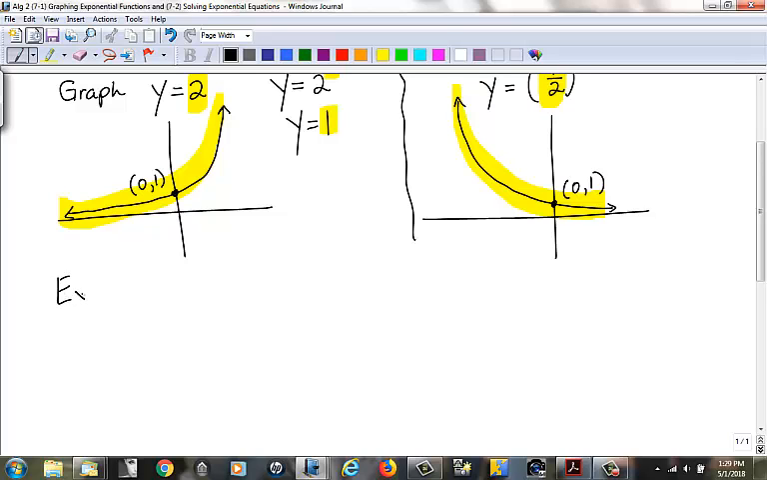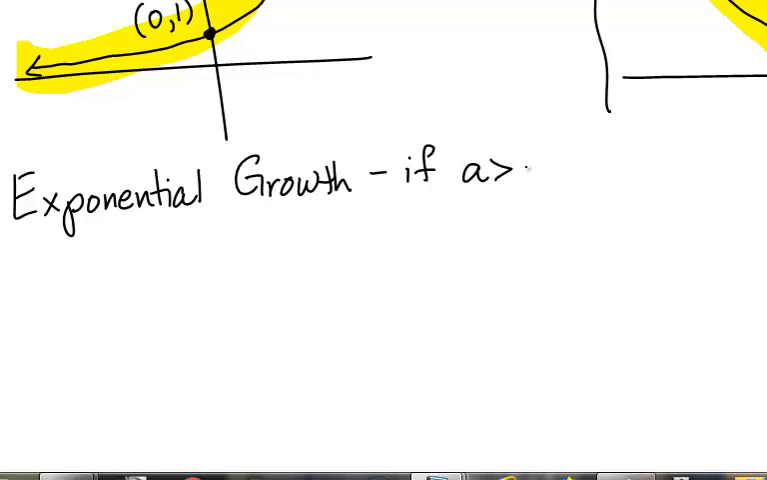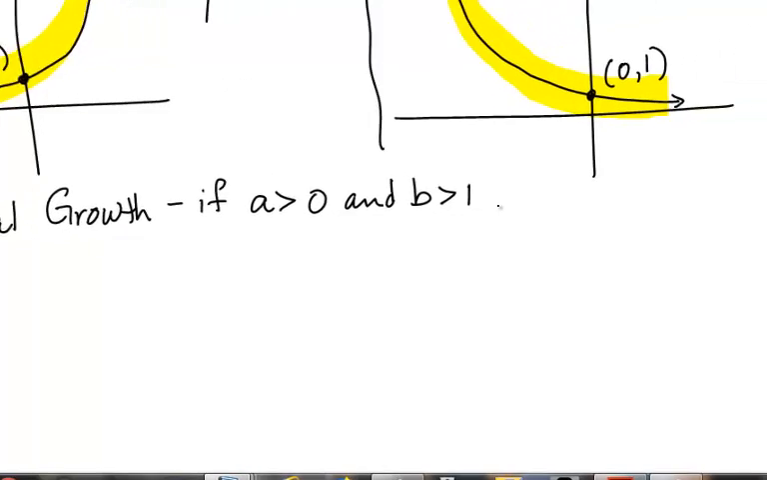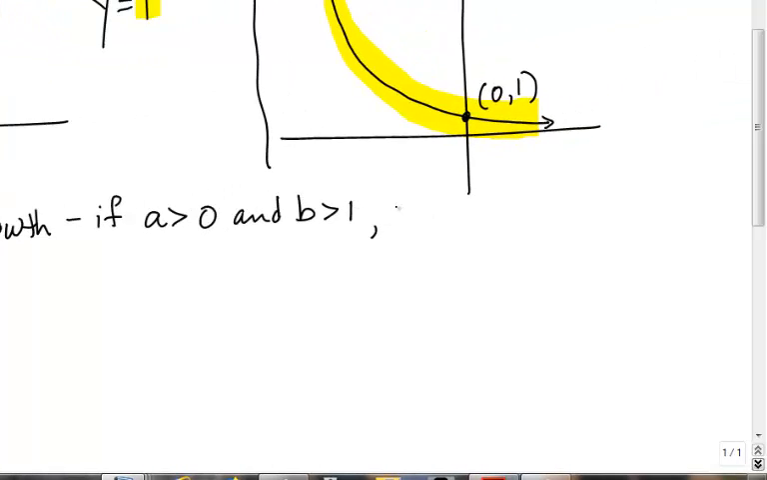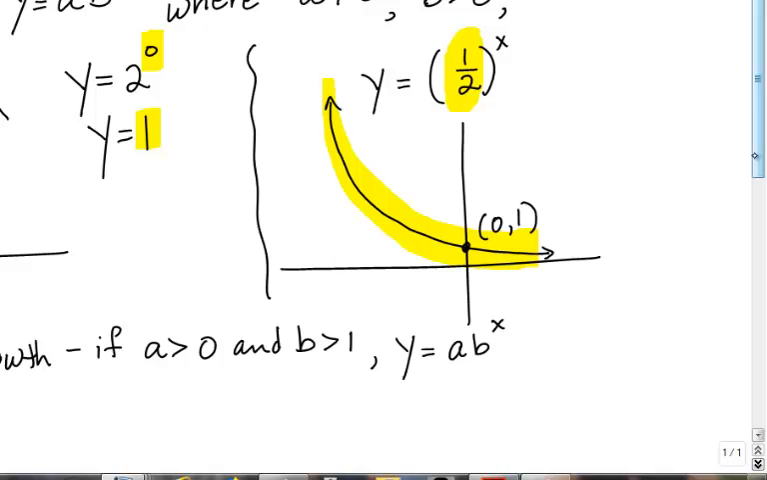With that in mind, we have exponential growth, and for those of you going on into the sciences, exponential growth is if a is greater than 0 and b is greater than 1, and you're graphing y equals a b to the x power. So look at the a in our formula and the b. In this case, it's understood that there'd be a 1 in front of that 2, and the b would be 2.